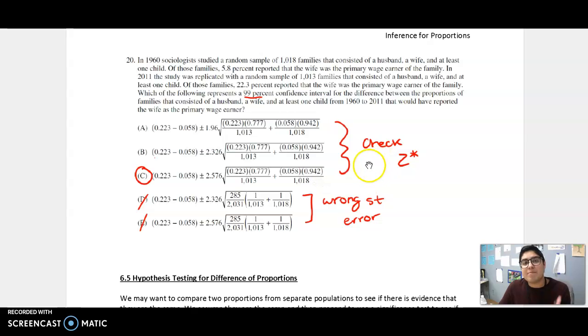And in the next lesson, we'll wrap up our inference for proportions unit by looking at the hypothesis test for the difference of proportions. So stay tuned.